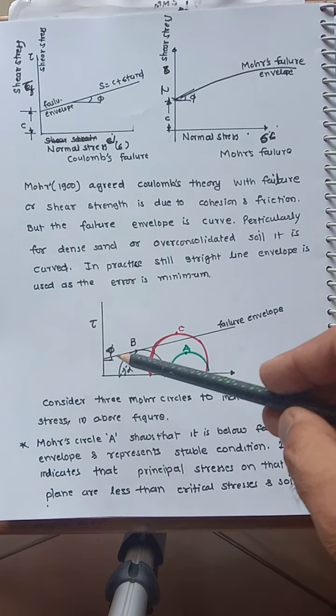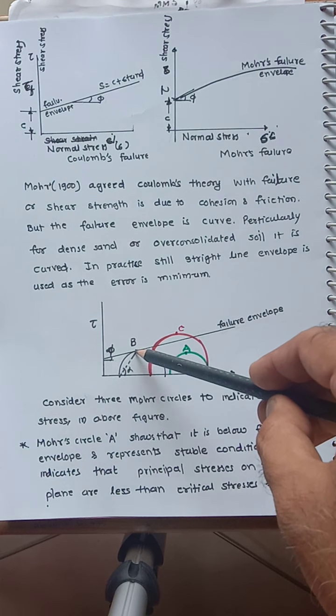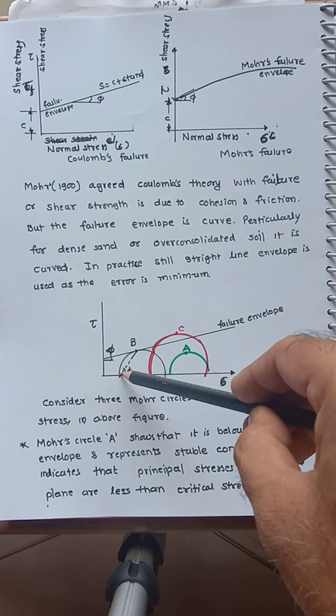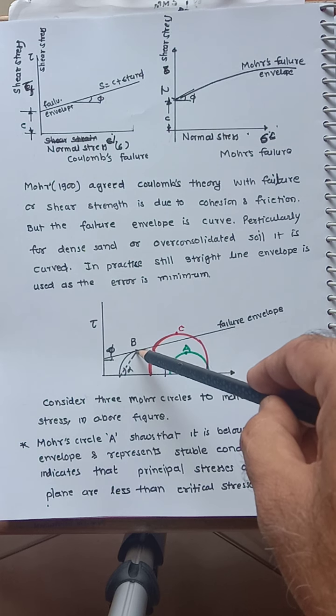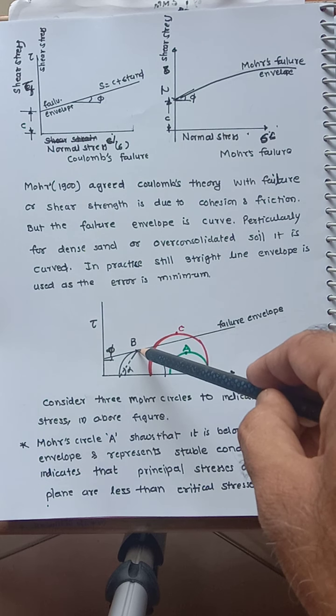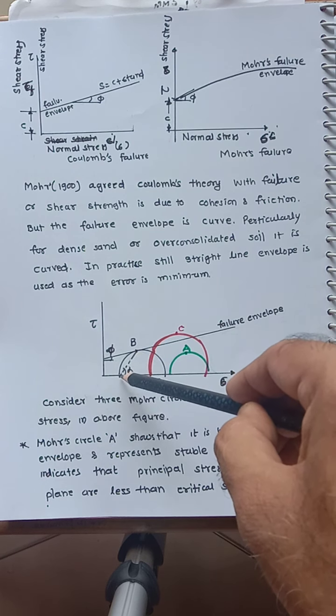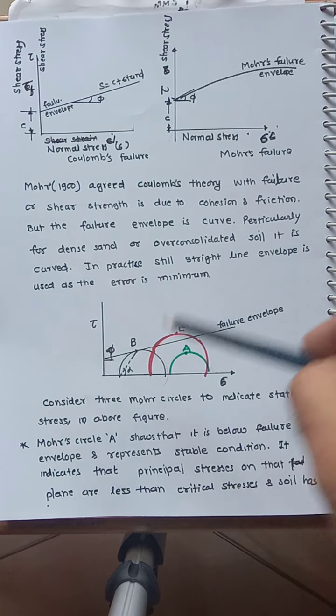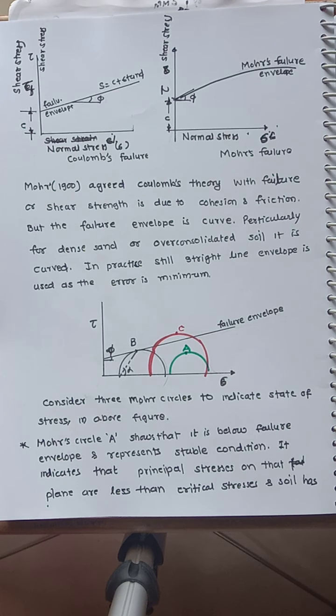Now when it comes to B, you can see it is tangential. The circle is tangential at a point, and as it is touching the failure envelope, this is the limiting condition. It means it is on the verge of failure.